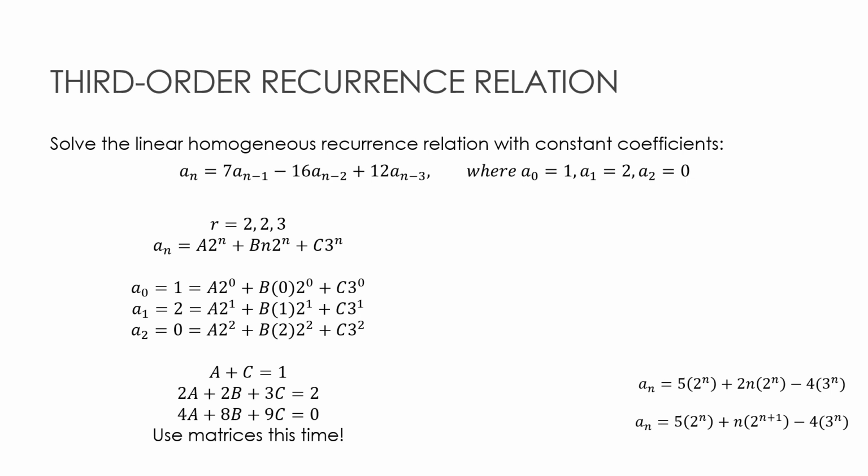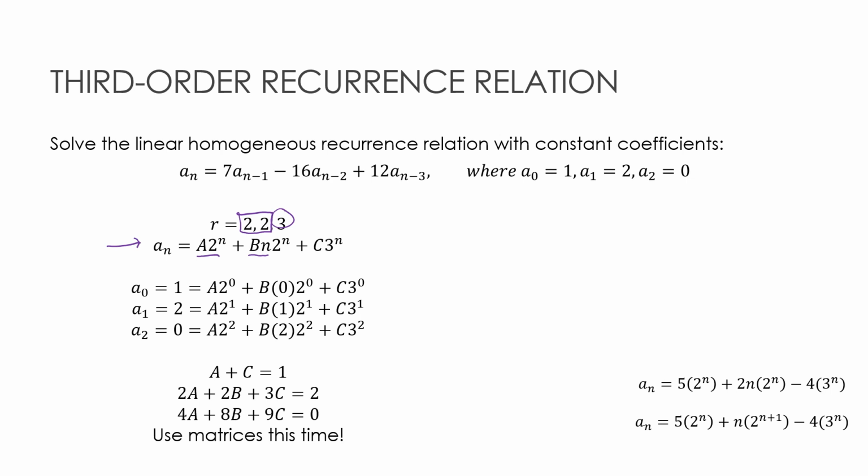Now that we've come up with our roots, what we need to do is write the correct format. And again, we're dealing with the fact that I've got a double root, and we already know how to deal with that. I've got a times 2 to the n. Because I have another 2, it's b times n times 2 to the n. And then this guy is a single again, so c times 3 to the n.